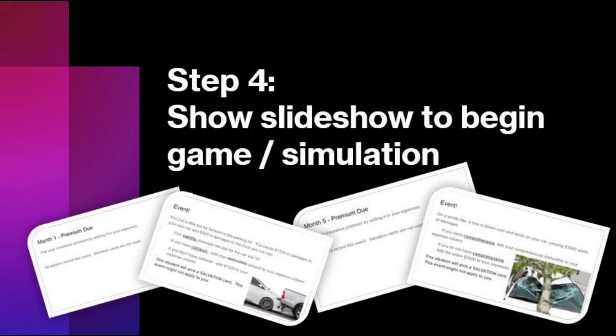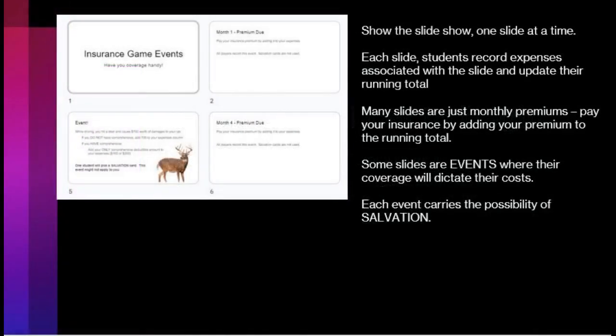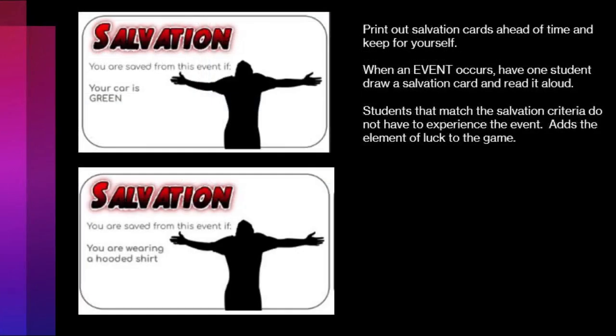The slideshow is full of, I think it's about 26 slides, and each slide has either just an uneventful month on it. Month number 1, no events, pay your premium. Month number 2, no events, pay your premium. Some of the slides have events. When there's an event, the students might incur some additional costs because of the event. So, for instance, one of them would be that you hit a deer and there's going to be some expenses incurred depending on your insurance. Every time you draw an event, you're going to want to offer a salvation card.